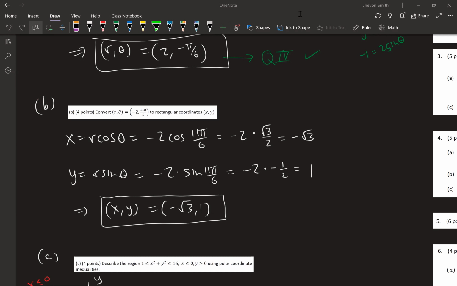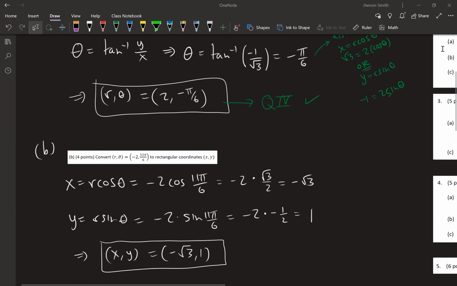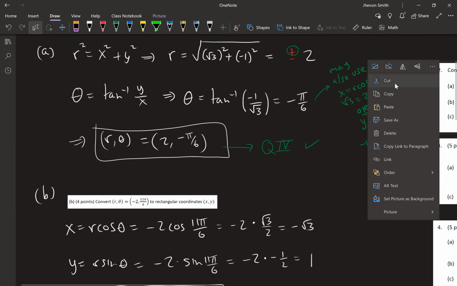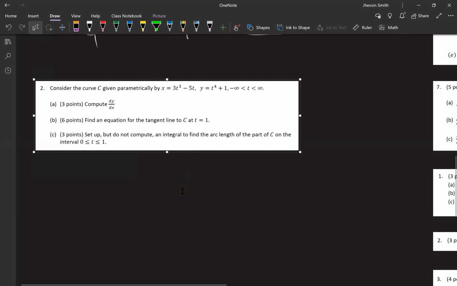And I assume we're going to be fine with that. Now, hopefully if you did that, that's how it looks. And then now we can go to problem 2.